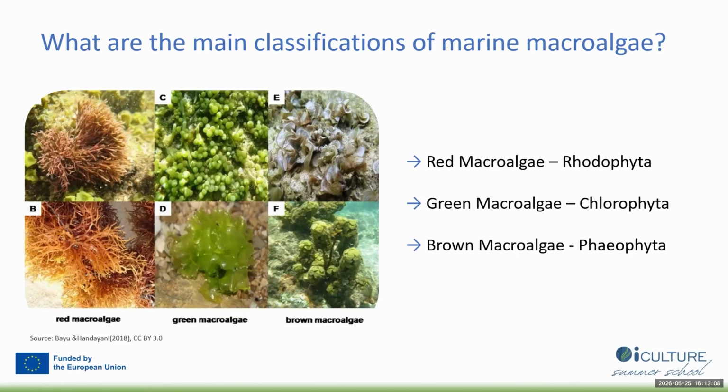Although all 3 groups can be used as biomass resources, they differ significantly in their biochemical composition and carbohydrate content. These differences are important because they influence the conversion process and ultimately affect bioethanol production efficiency. In the next slides, we will briefly examine the main characteristics of each group and some representative species.